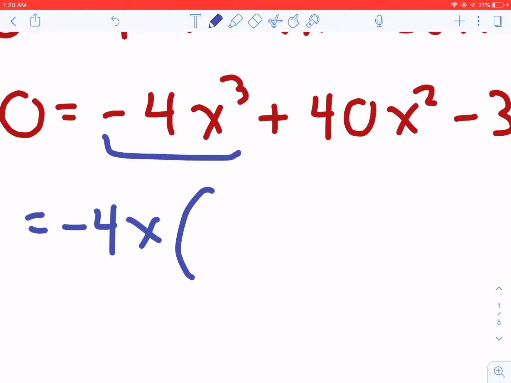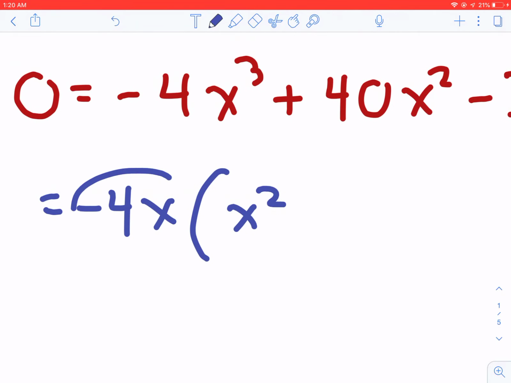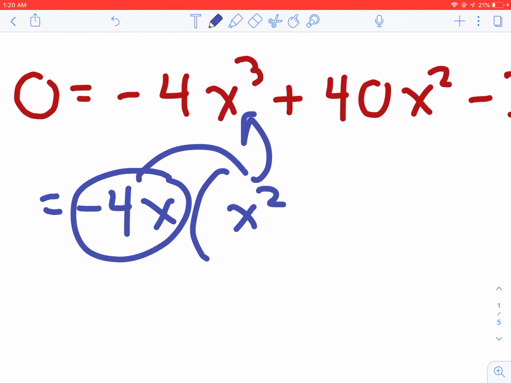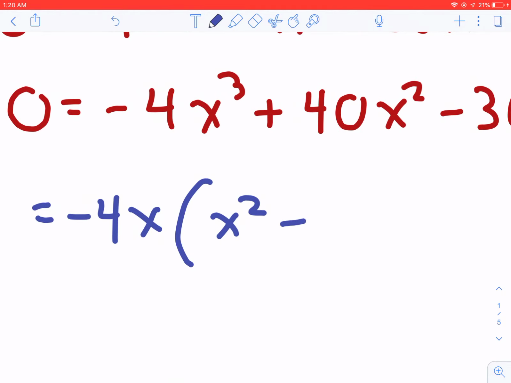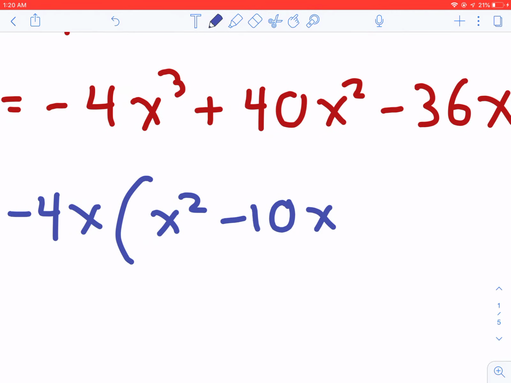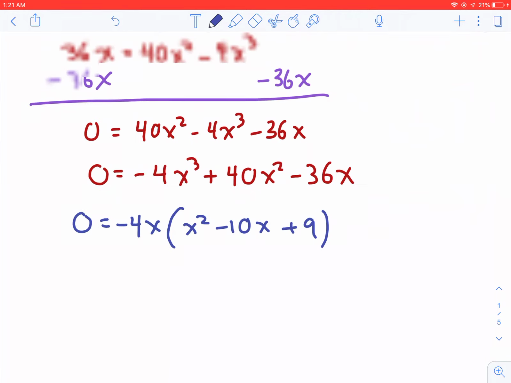So factoring out a negative 4 from negative 4x cubed, I'm going to have x squared left. Right? You can think negative 4x times what gives me negative 4x cubed. Or you can divide negative 4x cubed by negative 4x to get x squared. Here, 40 divided by negative 4, that's going to be negative 10. X squared divided by an x gives me 1x. And then negative 4x times what gives me negative 36x, or negative 36x divided by negative 4x. That's going to be positive 9. And again, all of that's equal to 0.